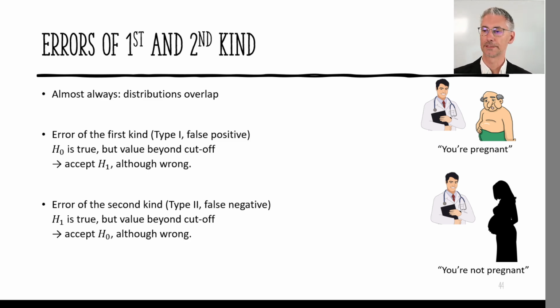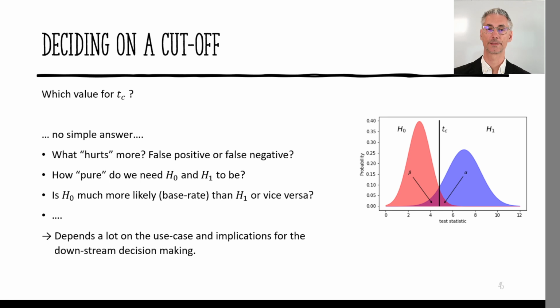You can take this little joke: you have a doctor looking at a very sizable man and saying, oh, you're pregnant. Obviously that's not true. Or you look at a pregnant woman and say you're not pregnant. So these are your type 1 and type 2, your alpha and beta errors. Which one is worse, you need to decide case by case.